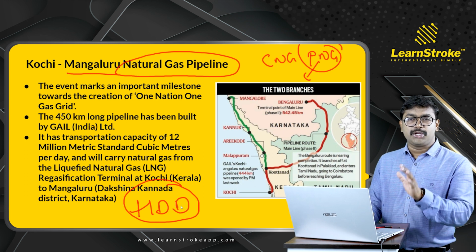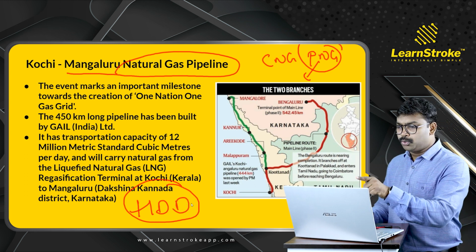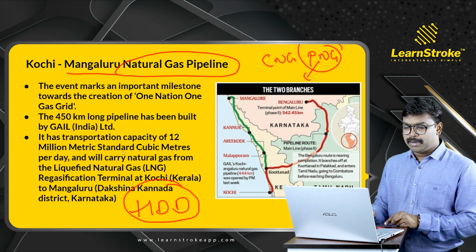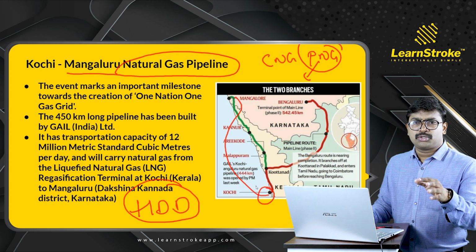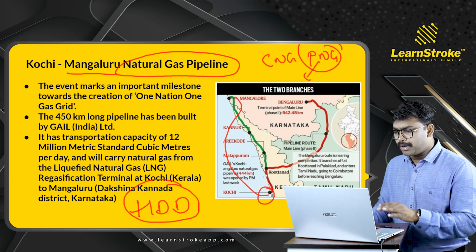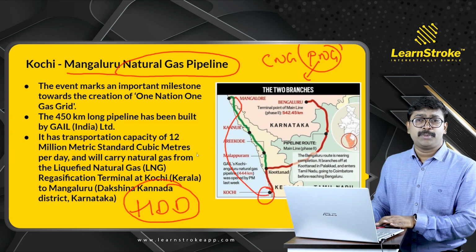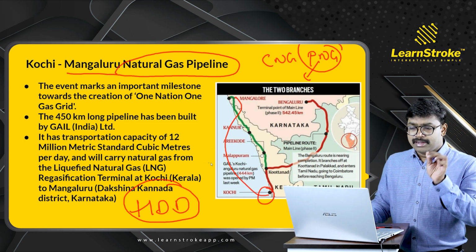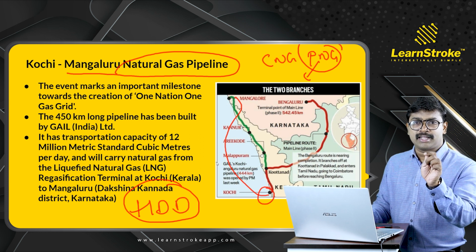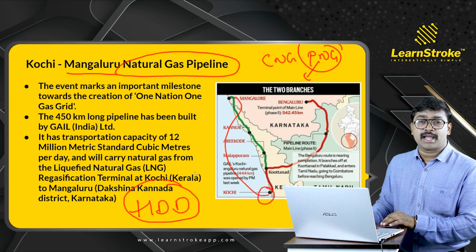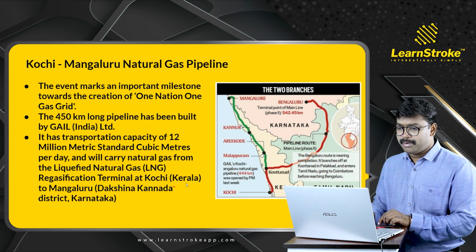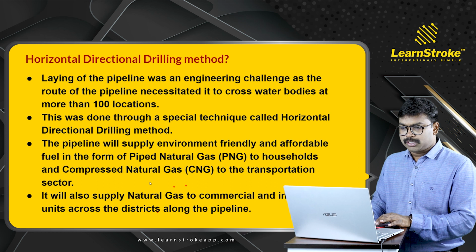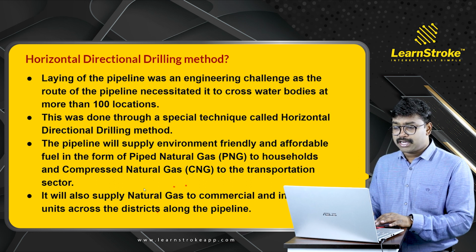The HDD is a new technique which was actually adopted to create this Mangaluru natural gas pipeline, because when you see from Kochi to Mangaluru, it connected a lot of river sources, at least more than 100 plus areas where the gas pipeline needs to be connected. And for that, GAIL this time used a technique called HDD, horizontal directional drilling. That is what is called as HDD. Yes, this is what is meant by horizontal directional drilling method.